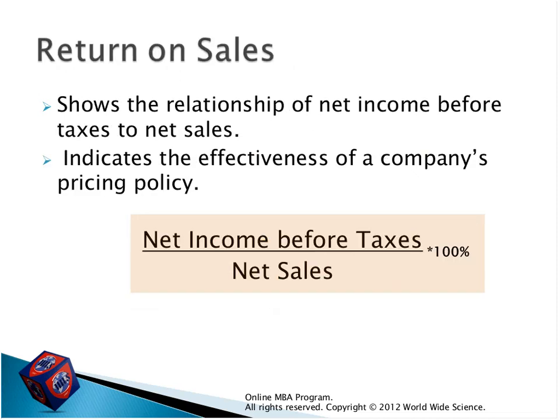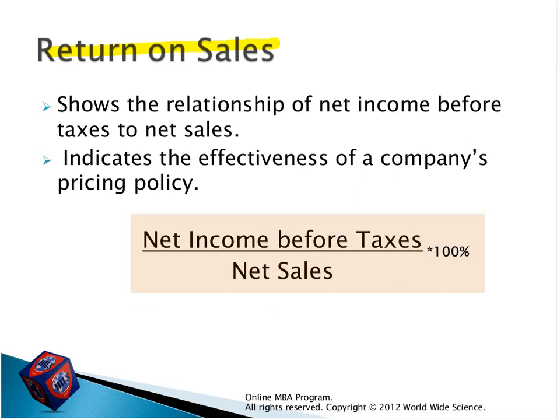So next rate is return on sales. It shows the relationship of the net income before tax and net sales. So it indicates as well the effectiveness of the company's pricing policy. That means how the company fixed its price, how effective the price being fixed by the company to cover all its costs.